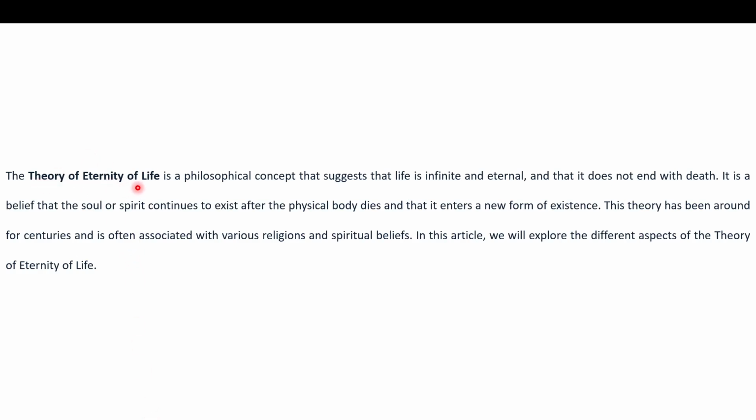Next, another one is the theory of eternity of life, which is again a philosophical concept, suggesting that life is infinite and eternal and does not end with death. It's completely philosophical and goes into the realm of souls and spirits, where the belief is that souls and spirits continue to exist even after the physical body dies, and enter a new form of existence. This theory has been around for centuries and is often associated with various religions and spiritual beliefs.